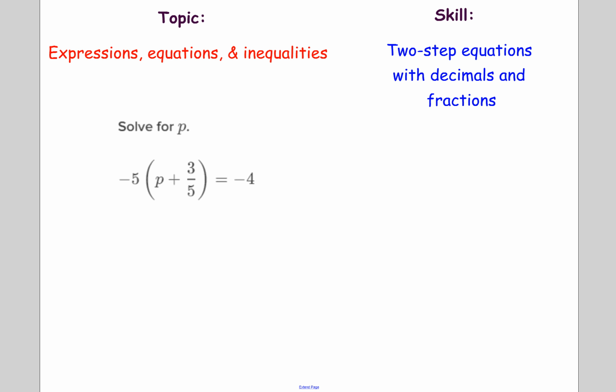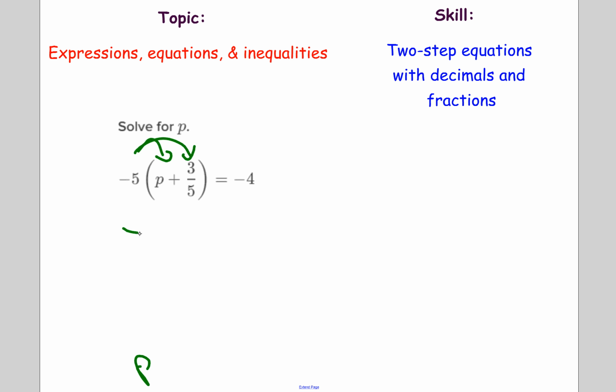Yep, one more. -5, open parentheses, p plus 3/5, or the way to really say it is -5 times the quantity p plus 3/5, equals -4. So we want to get p by itself. So let's distribute to get rid of these parentheses.